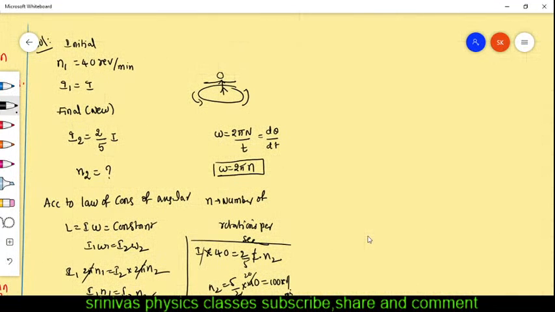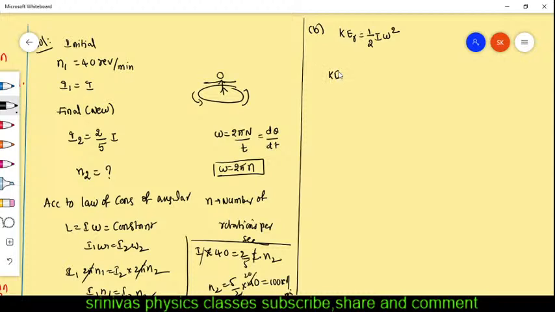We go for the solution continuation. What are they asking here? Oh, so this is the B question. Okay, what is the kinetic energy formula? Rotational kinetic energy, since it is rotating. The rotational kinetic energy formula is half I omega square. Is it right?